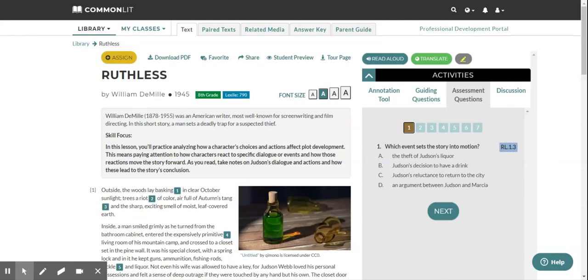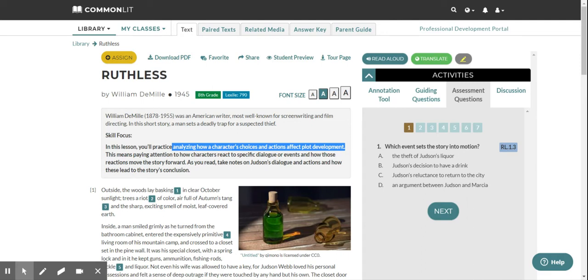In today's selection called Ruthless by William DeMille, you are going to read a story of fiction, which means, answer that question in your head, something not real. So this is literature, it's fiction. If you notice, the skill focus says, in this lesson, you'll practice analyzing how characters' choices and actions affect plot development. What do characters do? What do they choose to do that affects how the story goes, how the story develops?